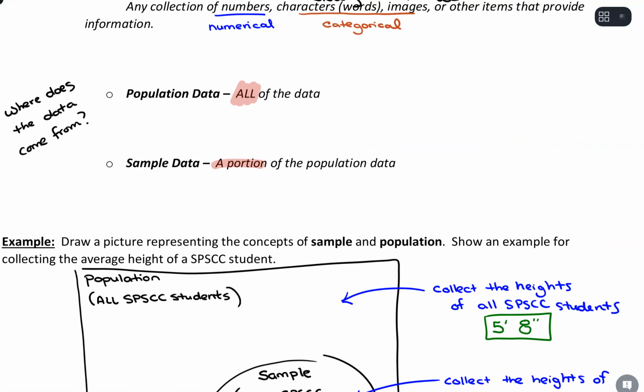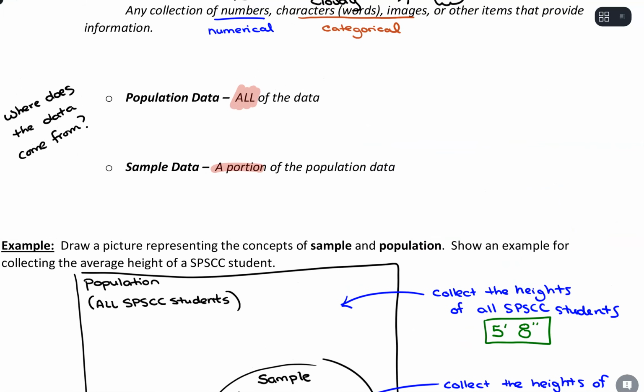So I'm going to go back up here for a moment where we talked about how population data is all of the data. And let's just make a note that this is difficult to obtain, even sometimes impossible, but accurate. It is exactly accurate. It is exactly what we would be interested in finding.